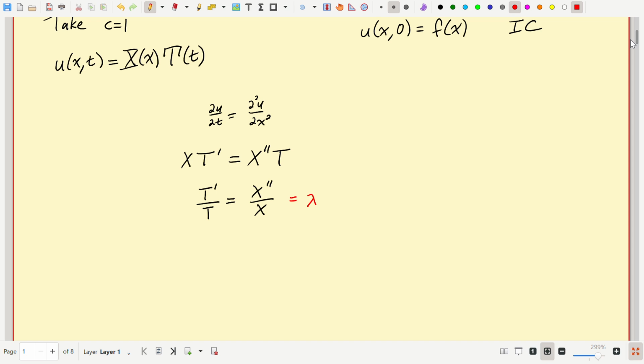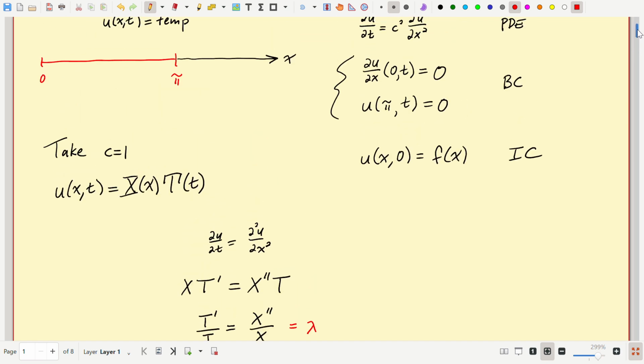I wanted to talk about the boundary condition for a second here. The zero end is going to be an insulated end for this hot wire, and the pi end is going to be held at 0 degrees. Insulated means there's no heat flow. So x equals 0 is the insulated end. That means no heat flow across that spot.